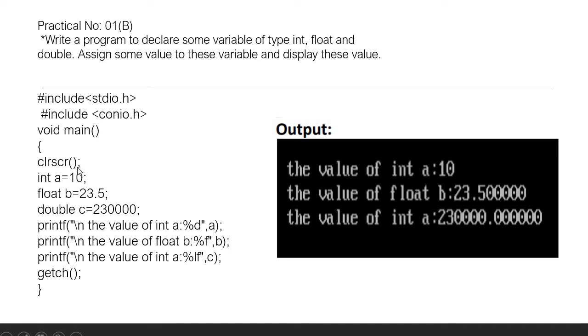Now clear screen, I have already told you, through clear screen the previous output gets cleared and we get a fresh output. Means whichever program you are currently running, that output gets displayed over here. Now our program is to declare some variables of types integer, float and double. So int is nothing but my integer value. This is my data type. A is a variable and over here we are assigning the value for my integer variable. So a variable is holding the value 10.